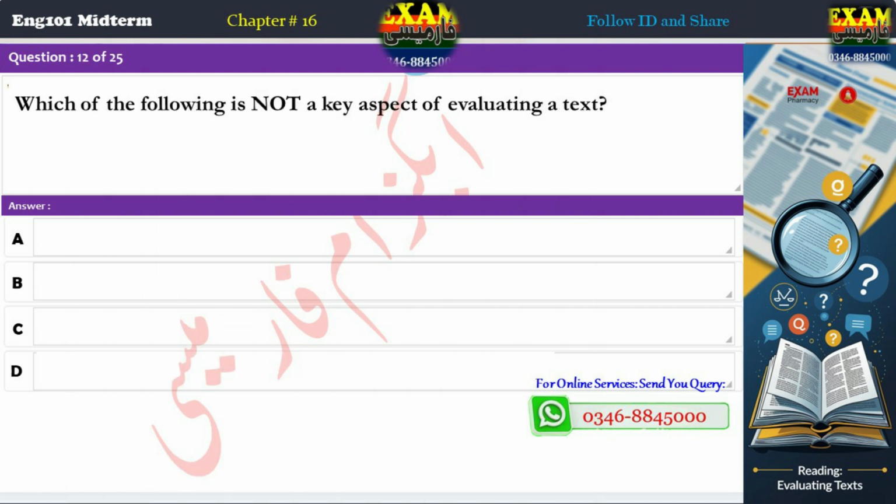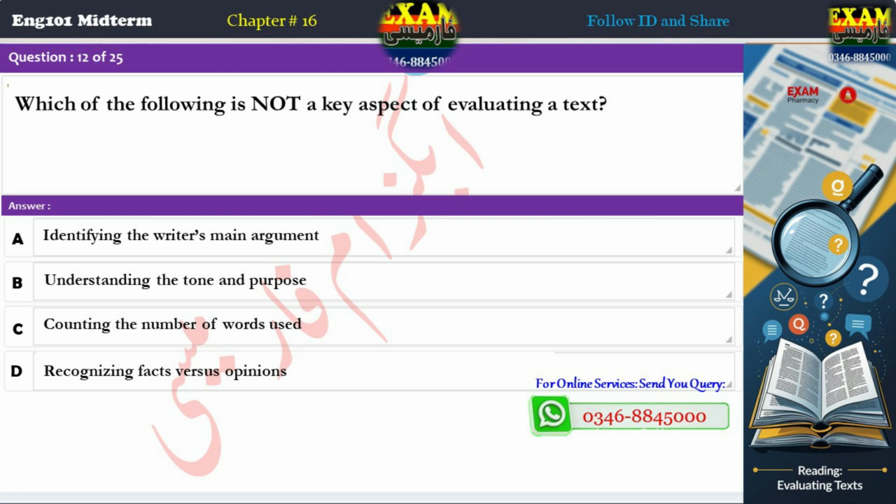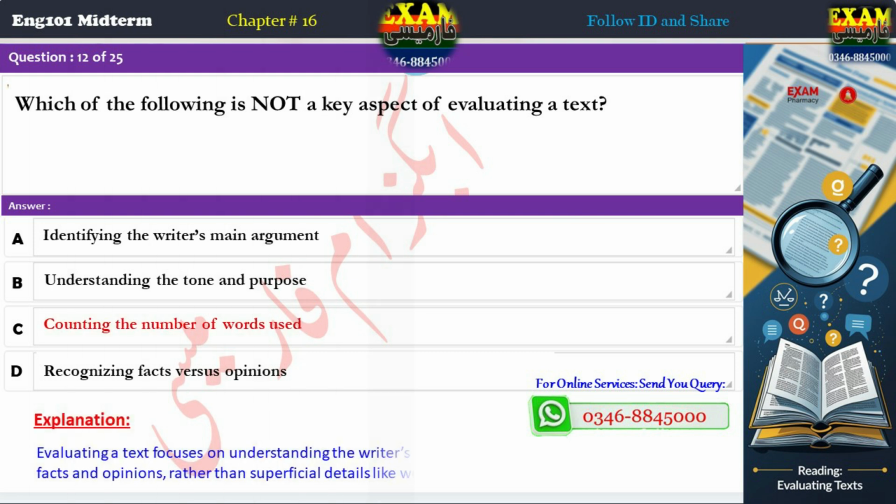Question 12. Which of the following is not a key aspect of evaluating a text? A. Identifying the writer's main argument. B. Understanding the tone and purpose. C. Counting the number of words used. D. Recognizing facts versus opinions. Correct answer. C. Counting the number of words used.